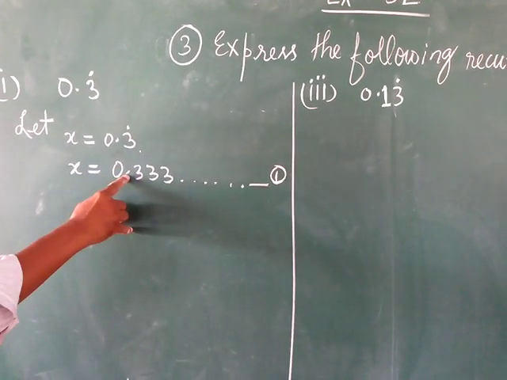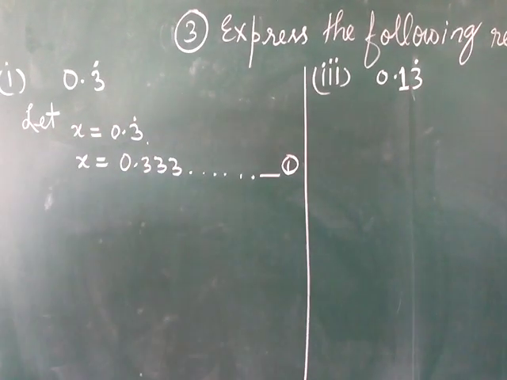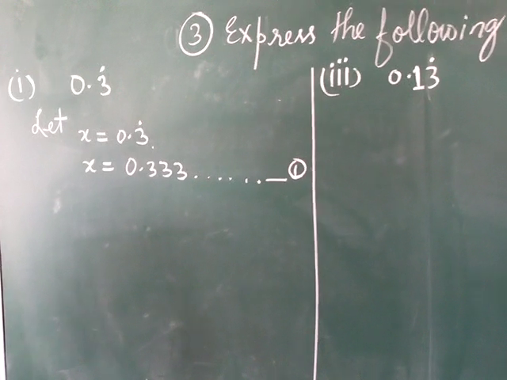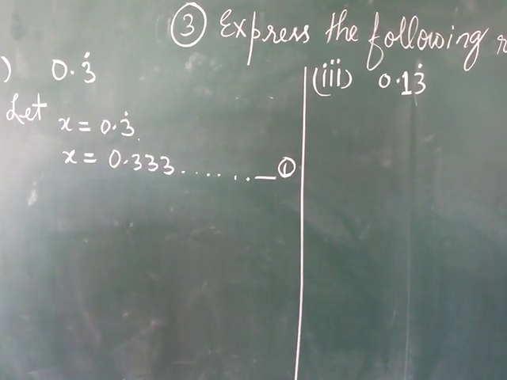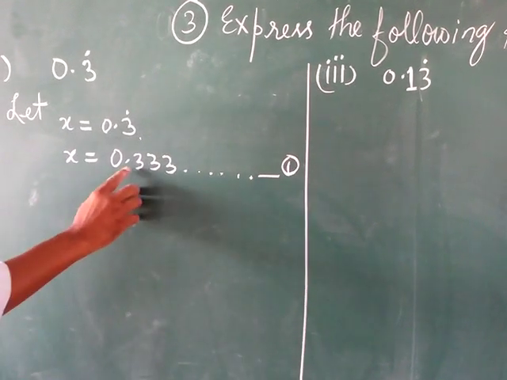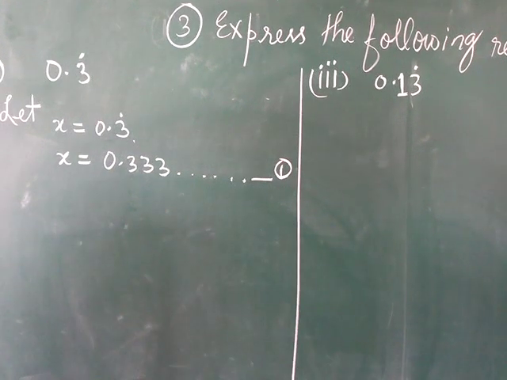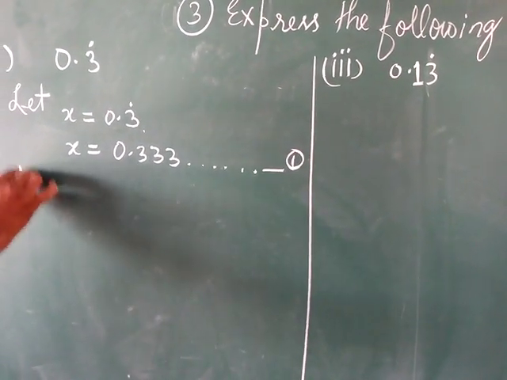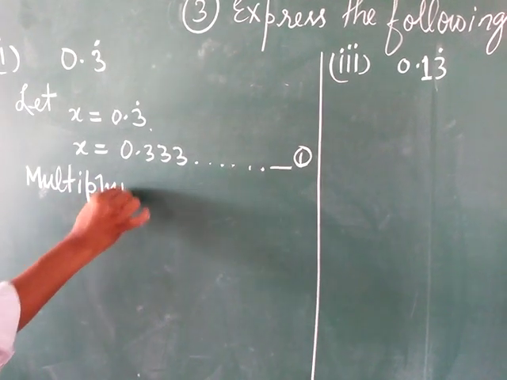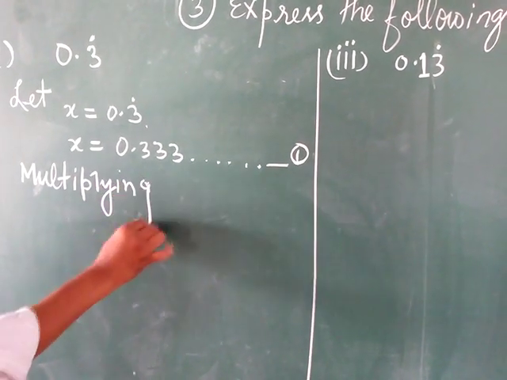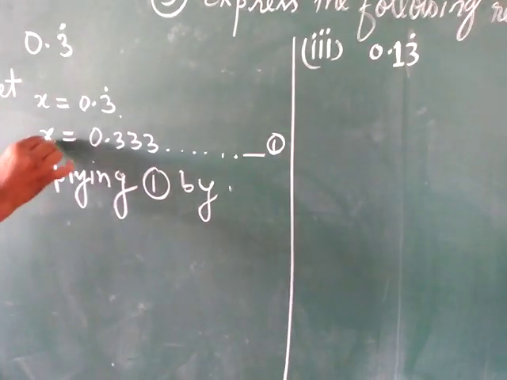The second step: you can see that after the decimal place one digit is repeating. So you will multiply equation 1 by 10. Why are we multiplying by 10? Because only one digit after the decimal is repeating. So you will write, multiplying 1 by 10.